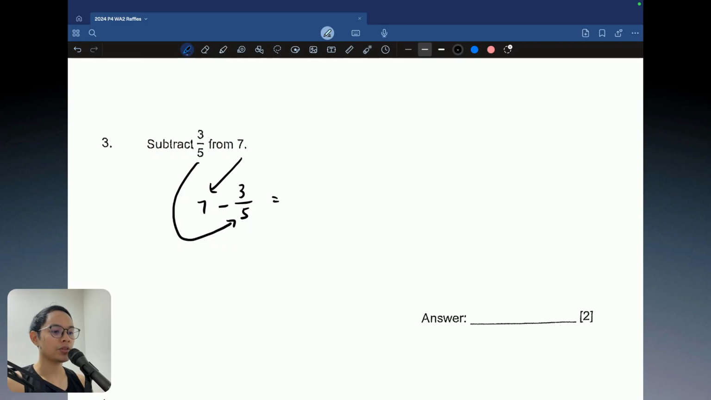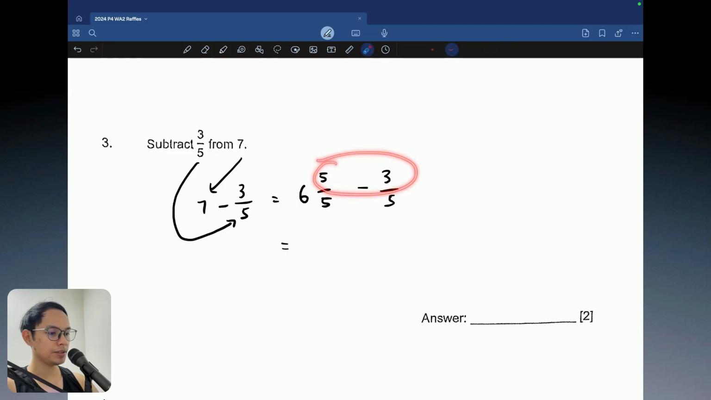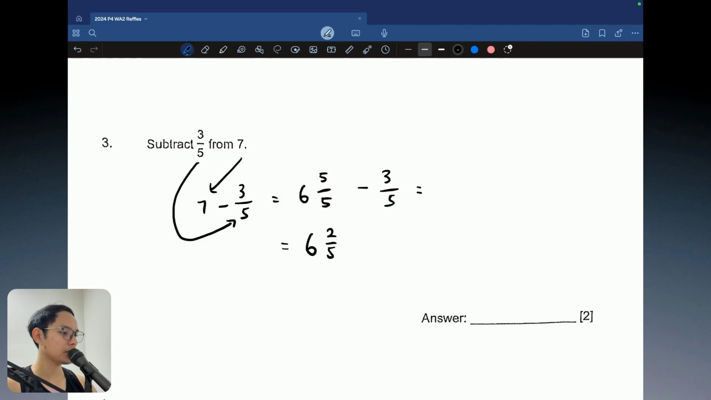Okay, so we can do a couple of things. Normally what I will do is to have 6 and then put the fraction, and since the fraction that we are minusing off has a denominator 5, we're going to put 5 over 5, and then we minus 3 over 5. This is a very straightforward whole number minus fraction. Since we have 5 minus 3, the answer should be 2 over 5. If you want more steps, you just put 6, 5 minus 3 over 5.